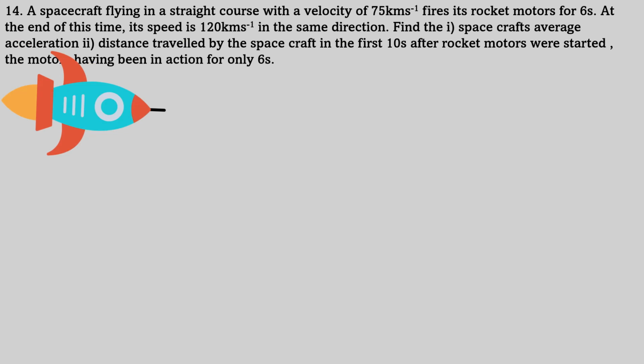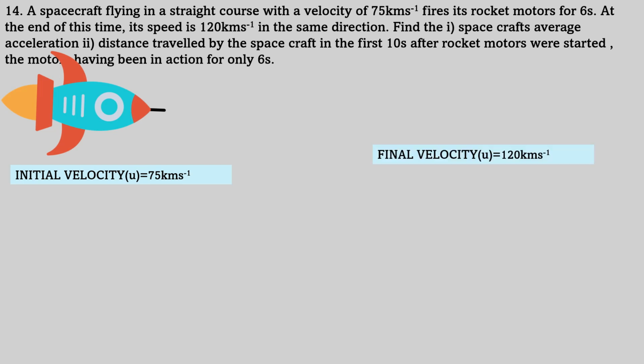ठीक है, तो फर्स्ट है इसका रोटर, the spacecraft is moving with an initial velocity of 75 km per second and it fires its rocket motors for 6 seconds and then its final velocity becomes 120 km per second. So first is you are to find out the spacecraft's average acceleration. तो फाइनल वेलोसिटी है, इनिशियल वेलोसिटी है और टाइम ड्यूरेशन जो है 6 सेकेंड के लिए.